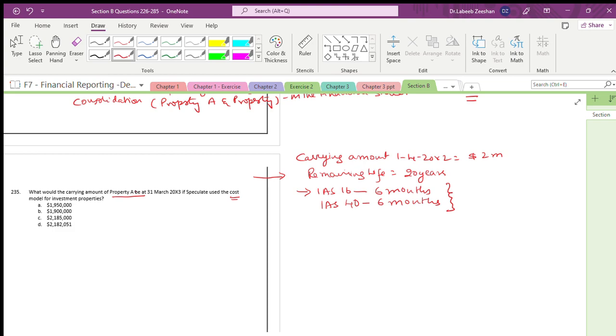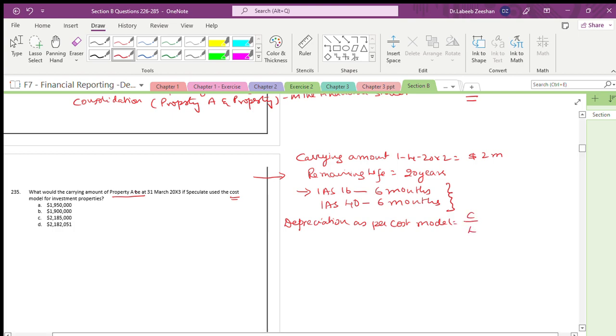Now, how much is the depreciation we are going to charge? We are going to charge for one year. Depreciation as per cost model follows the same rules: cost divided by life. We don't have any scrap. How much is there? 20 million divided by 20 years. It comes to how much? 1 million.